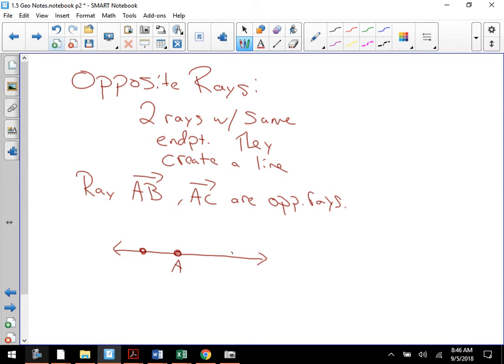Does it say which side A and B, or B and C, are on? That's accurate. Could it be on the other side? Absolutely. That was a lot like the question from the quiz, where you had opposite rays AB and AC, and then AC and AD were the same ray. That just meant that D was somewhere on the side where C was.